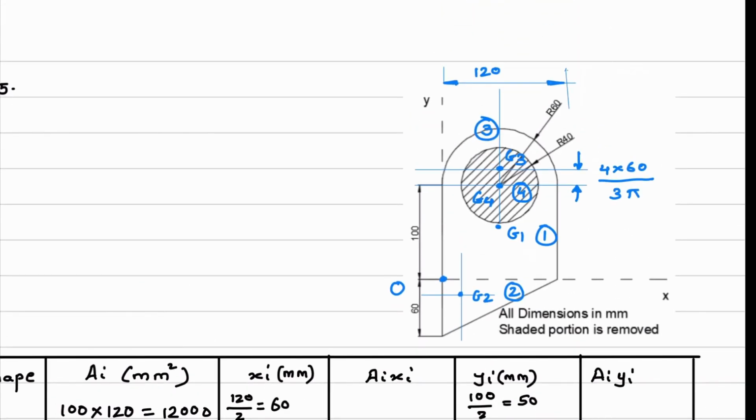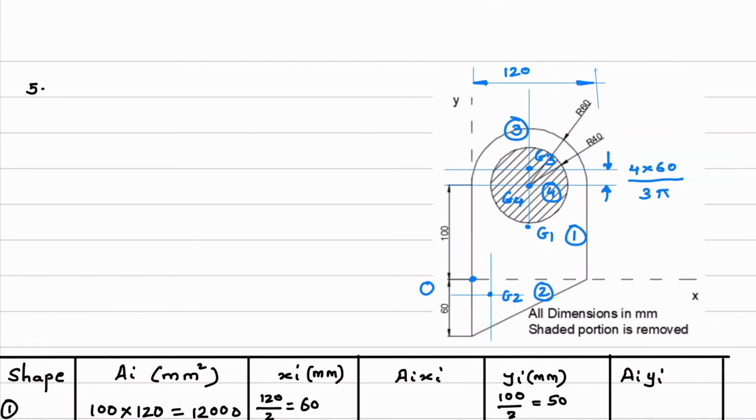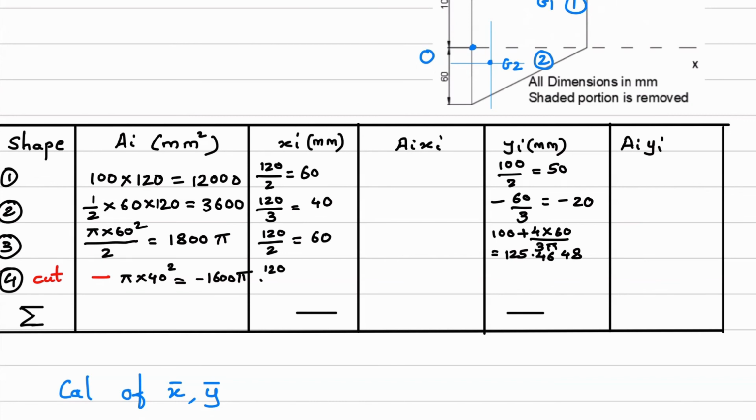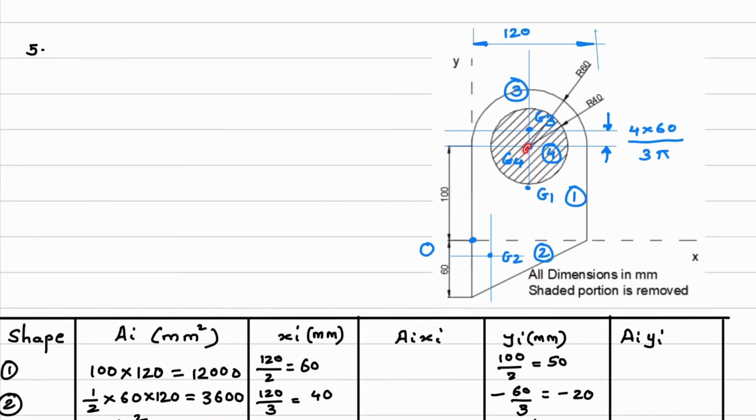Now last geometry we have to consider, which is negative geometry, right? Area we have considered negative. This portion is cut, so that is circle. Now this is location of centroid of the circle. So we have to calculate x4, that is location of G4 from point O in x direction. So what will be x4? It will be 120 by 2, which is equal to 60. And what will be y distance? Y distance of G4 from point O, it will be y4, which is 100.